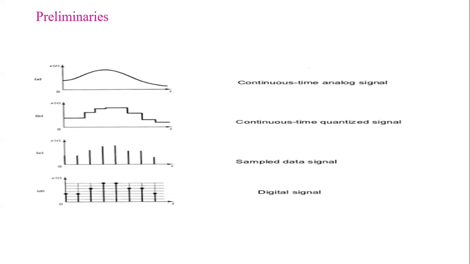The first figure that you see is a continuous time signal, and then you see a continuous time quantized signal. At some instances there is a quantization involved, and then we have something like sampled data, wherein amplitude can assume a continuous range of values, but it is at discrete instances of time. So in discrete time signal, if the amplitude is quantized, then such a signal we call a digital signal.